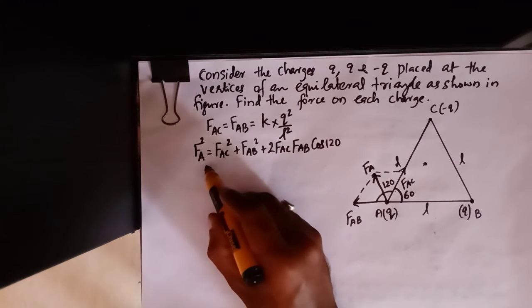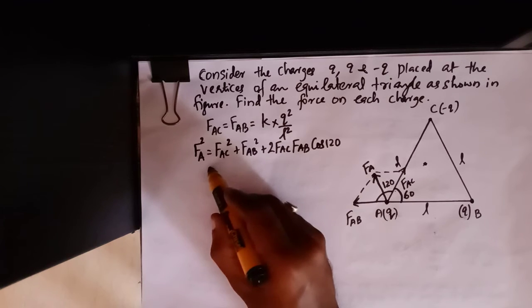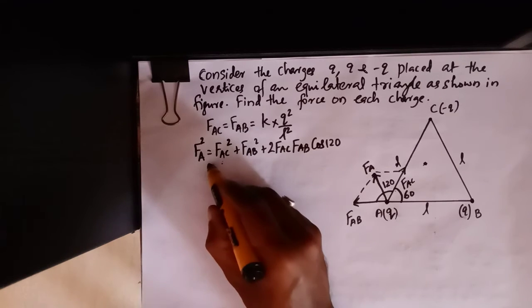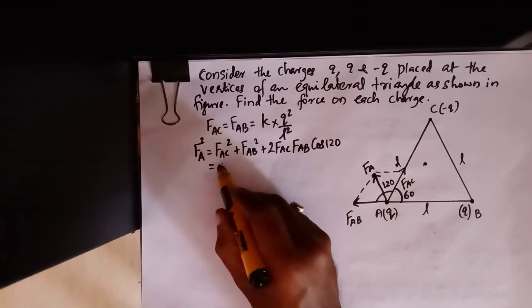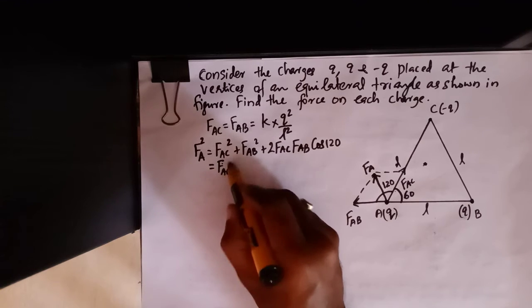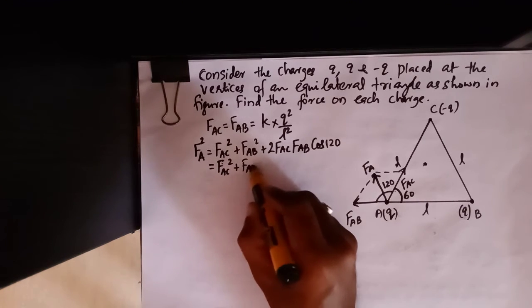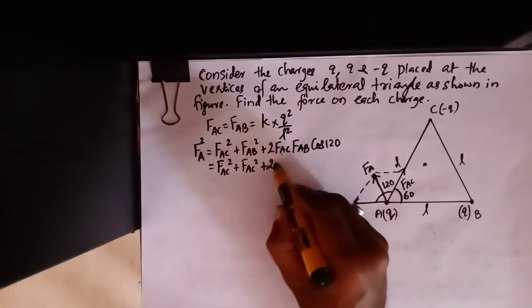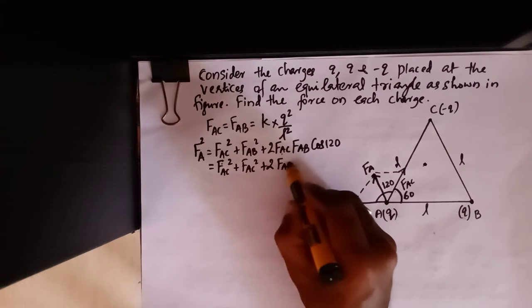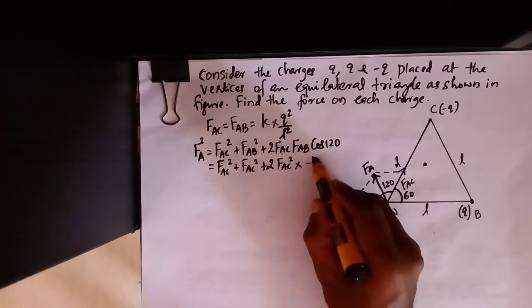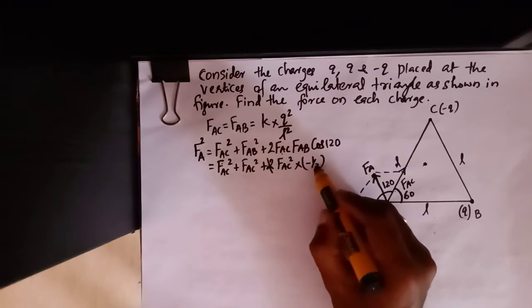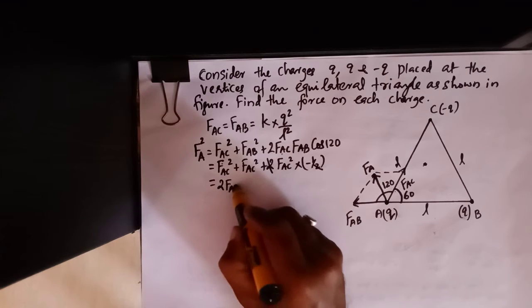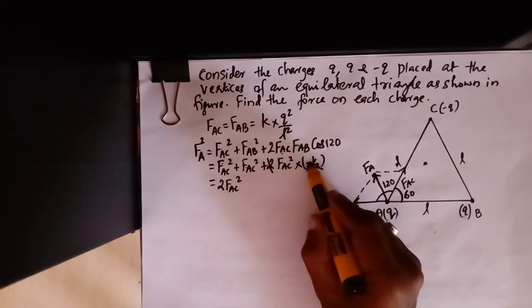Now we'll make the calculation. FAC and FAB have the same value, so we can write FAC square plus FAC square plus 2 FAC into FAC, that is FAC square, since the magnitude is the same. What is cos 120? It will be minus 1 by 2. So the 2 and the half cancel, and we get 2 FAC square plus FAC square... these two adding, then minus FAC square.